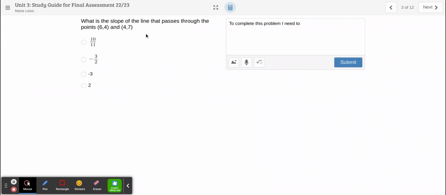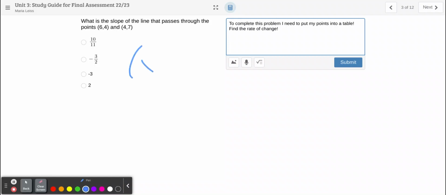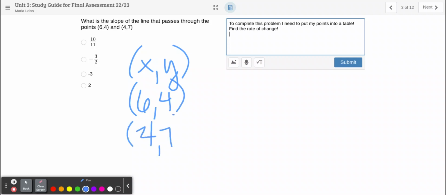Go to slide 3. Again, find the slope, 2 points. Like we did on slide 1, to complete this problem, here's what I'm going to say, I need to put my points into a table and find the rate of change. So here we go. X, Y, 6, 4, and 4, 7.